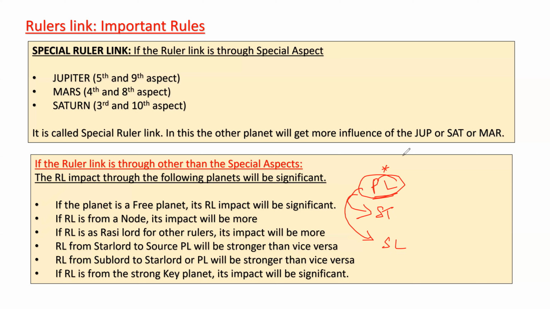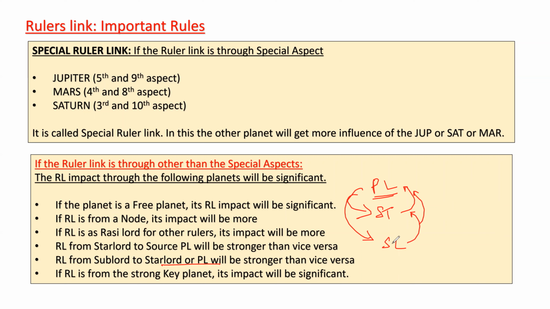Suppose the planet is not a free planet, the planet is not a node, normally the star lord influence will be more on the planet, and the sublord's influence more on the star lord and of course the planet, because the star lord and sublord are stronger than the planet. They are the levels which are giving the effect and the result to the planet. In general, RL from the star lord to the planet will be stronger than planet to the star lord. In general, RL from the sublord to the star lord or to the planet will be stronger than vice versa. This is in general.